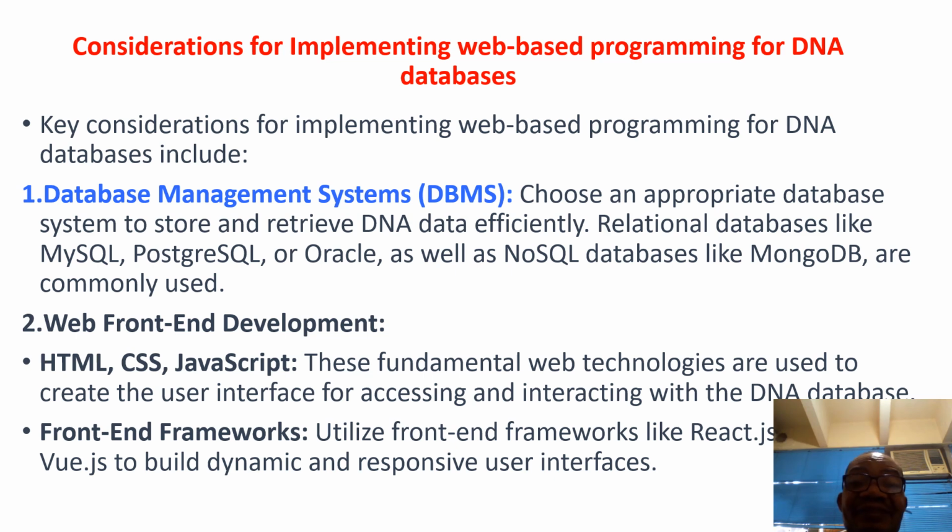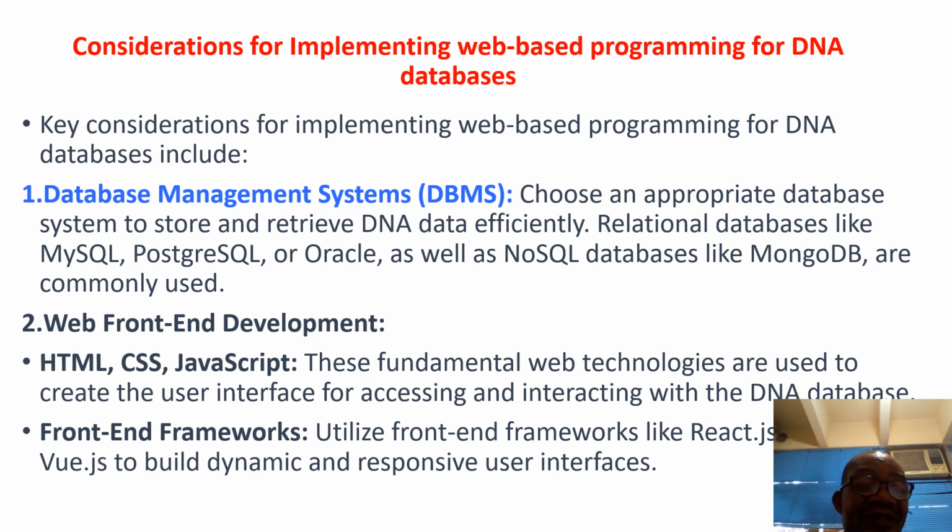The key considerations for implementing web-based programming for DNA databases include the database management system. In order to implement web-based programming for DNA databases, one of the first things you need to do is to choose a database management system. We need to choose an appropriate database system to store and retrieve DNA data efficiently. We often use relational databases like MySQL or even Oracle. So they are often used as DNA databases. We can also have NoSQL databases like MongoDB. They can also be used in designing a DNA database.